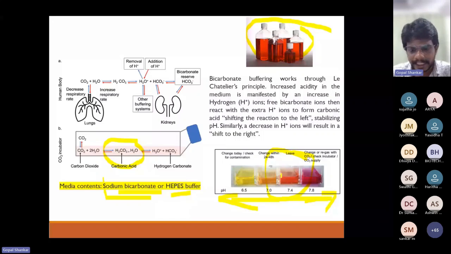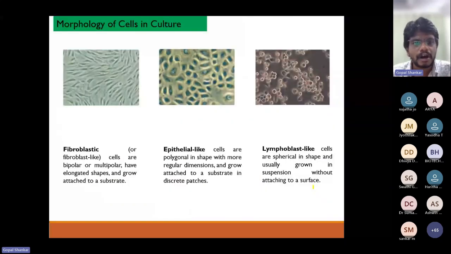If it is going on the acidic side, you have to change the media, which shows that there is too much growth or there is some kind of contamination. If it is on the alkaline side, it becomes more pink, which means you have to check your carbon dioxide condition. So when you talk about the normal morphology of your cells in the human body, we know that multiple types of cells are there.